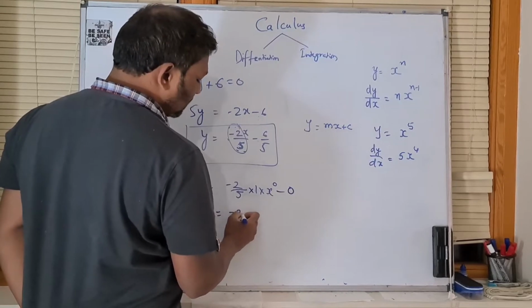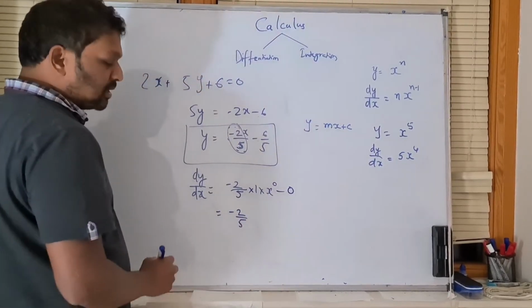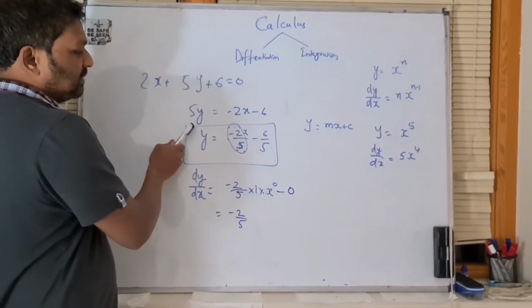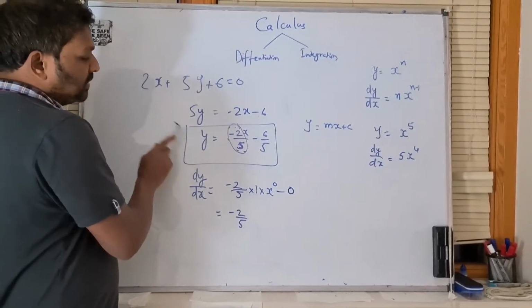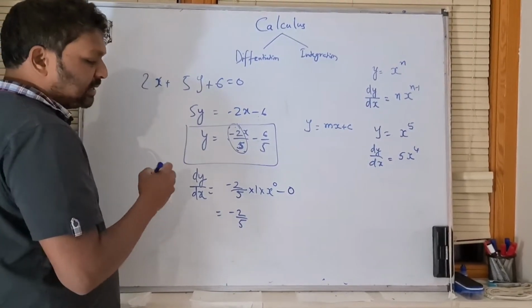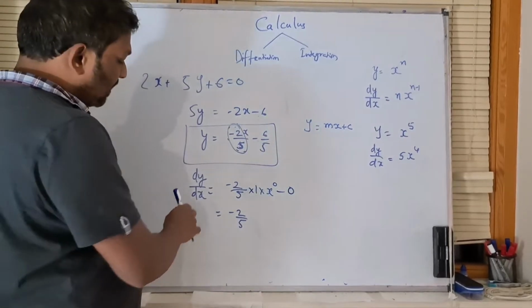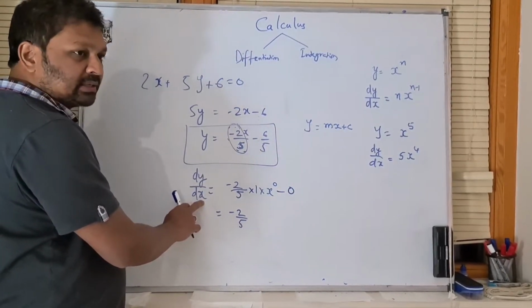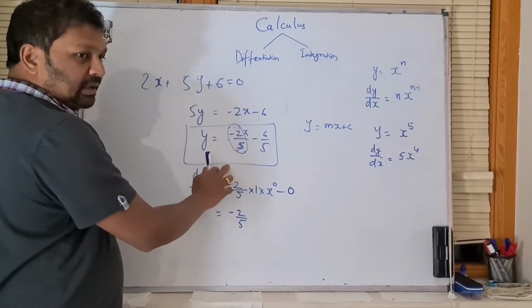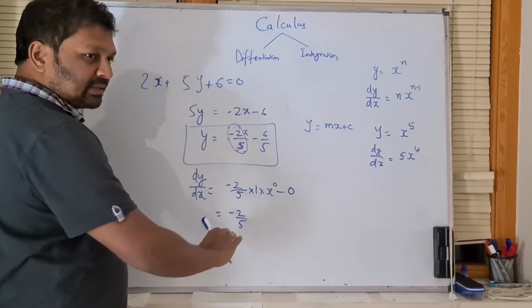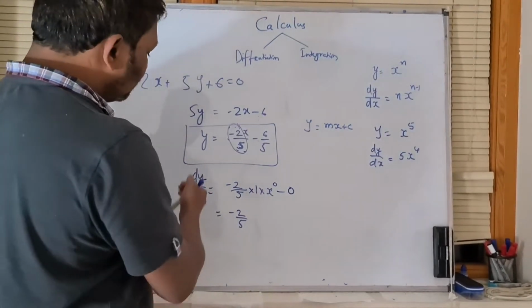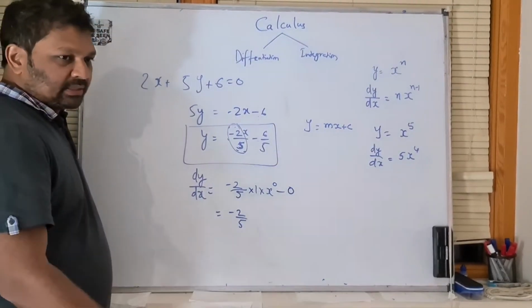If you simplify this, you will get minus 2 by 5. So dy by dx is equal to minus 2 by 5. dy by dx represents the slope of this line, which also represents the rate of change of y with respect to x. So what is the change in y taking place while you are moving in the x-axis? What is the change in the y-axis while you're moving in the x-axis?